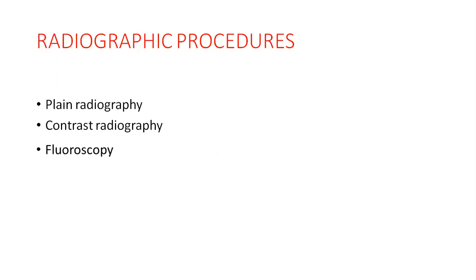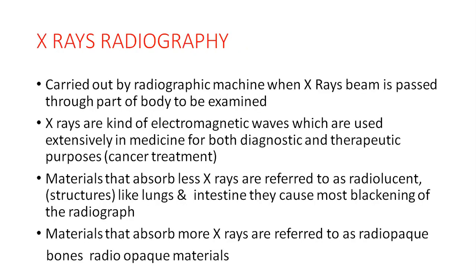Radiological procedures: we have plain X-rays or plain radiograph, contrast radiograph, and fluoroscopy. In plain radiography, we do not use any sort of contrast media, while in contrast radiography, we use the contrast media, and then we take the images of the structure or the organ. And third one is the fluoroscopy.